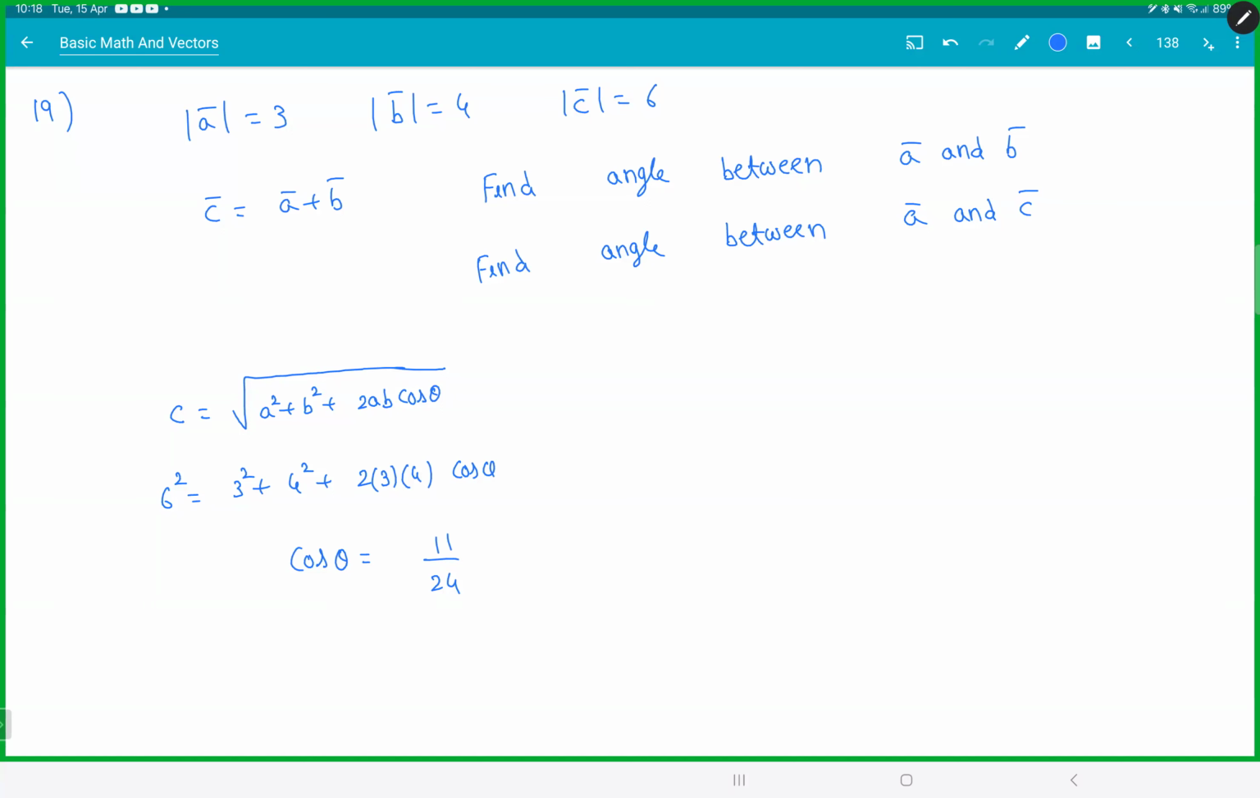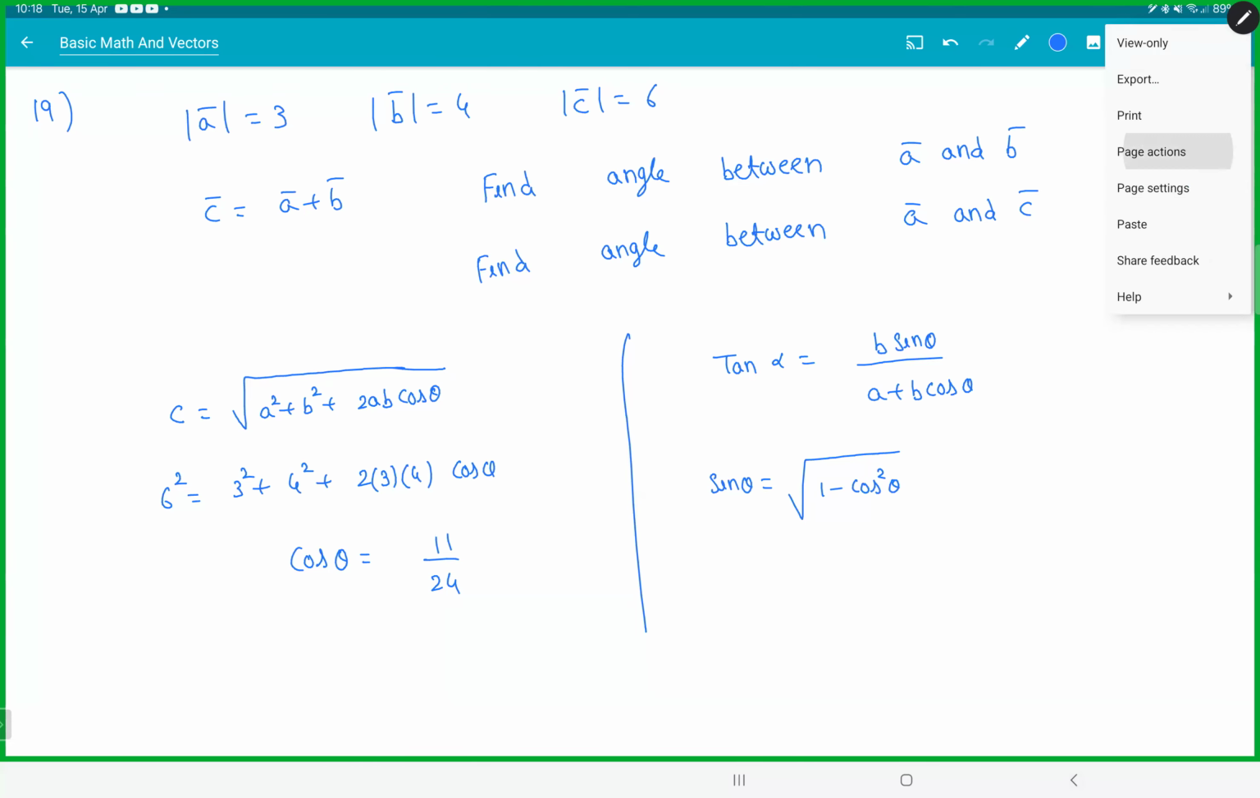What about the angle between A and C? Now we can use the formula there. Tan alpha equals B sin theta over A plus B cos theta. Then from cos theta, we need to get sin theta. There is a better way actually. Any idea how to do something else? From here, I can get it and substitute, then I'll get the answer. But there's a better way. Now, what if you don't remember the formula in the exam, right? I too can't remember this formula. So listen to the alternative.